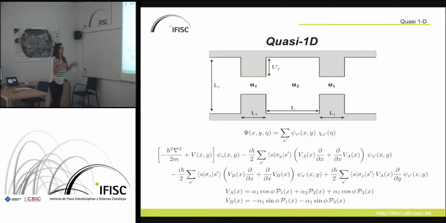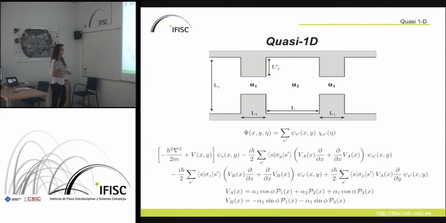What we have here is in our numerical simulation, we have a hard wall potential in the y direction and two square QPCs in the x direction. We also have a strong confinement in the growth direction because only the lowest subband can be populated. Then our wave function is a combination of spin channels and spin eigenstates.